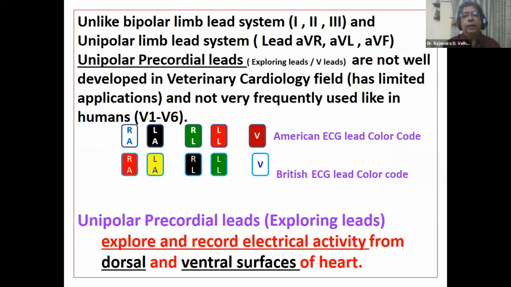Now, unlike the bipolar limb lead system consisting of leads 1, 2, 3, and the unipolar limb lead system, leads AVR, AVL, and AVF, the unipolar precordial leads, which are also called the exploring leads or the V leads, are not well developed in the veterinary cardiology field, and they have limited applications. They are not used as frequently in veterinary practice as in humans, that is, leads V1 to V6. Unipolar precordial leads explore and record the electrical activity from the dorsal and ventral surfaces of the heart.